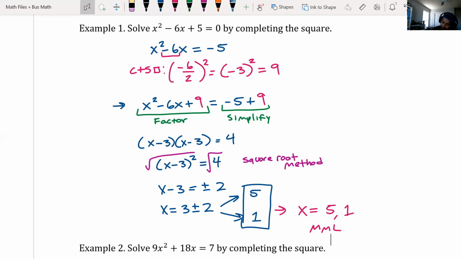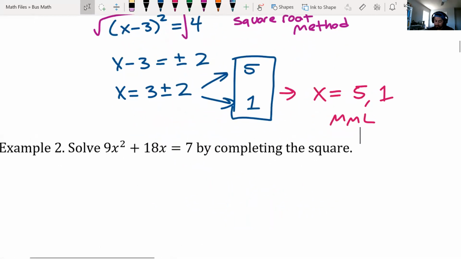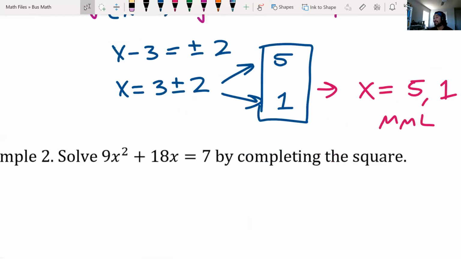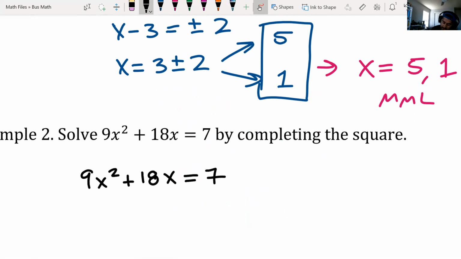Okay, let's try it again. So here we're given 9x squared plus 18x equal to 7. Let me just go ahead and rewrite this one out here. 9x squared plus 18x equal to 7. This is almost in the perfect form, except we have a leading coefficient of 9. And in order to be in a perfect form, we need to have a leading coefficient of 1.